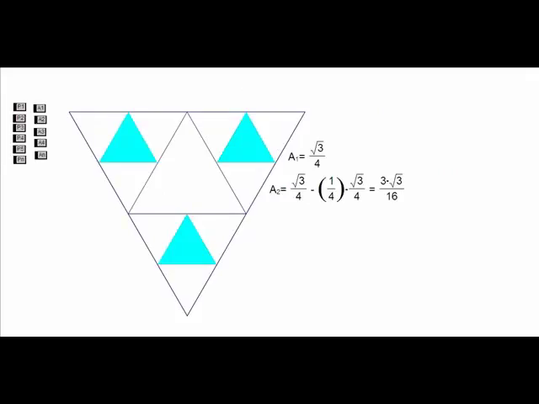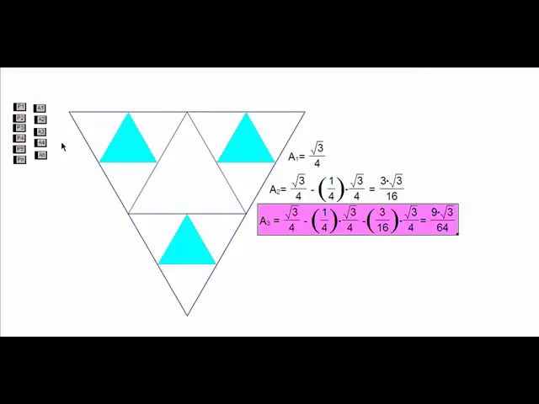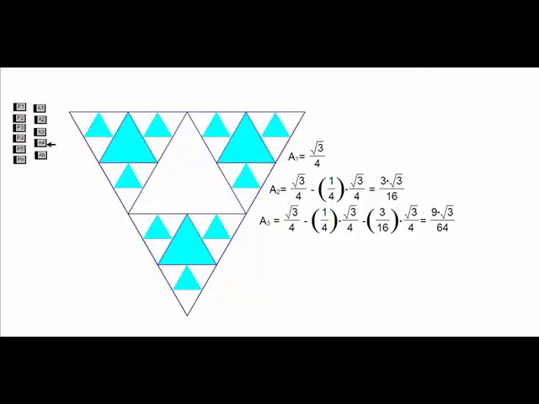A3 will equal A2 minus 3/16 times the square root of 3 over 4 by the same reasoning. A4 is equal to A3 minus 9/64 times the square root of 3 over 4. We begin to see a pattern and can now derive a basic formula for the area. Let us call this An.